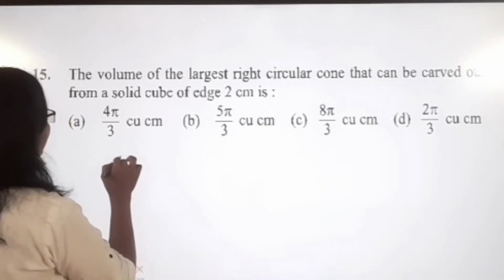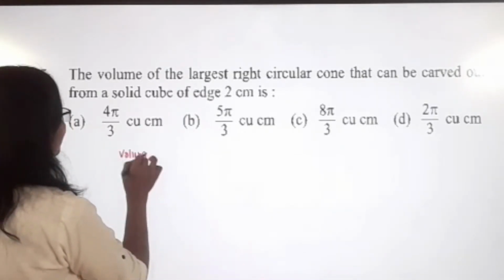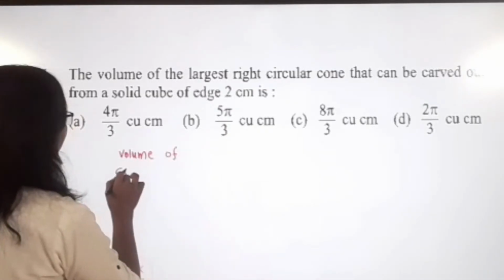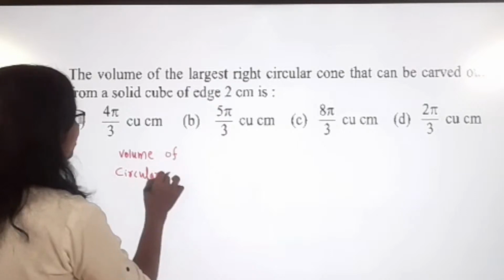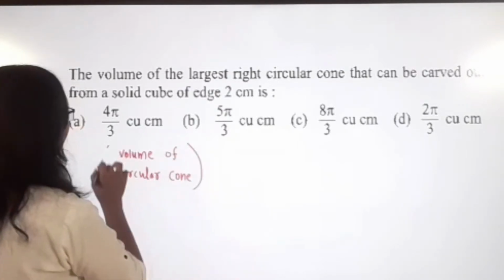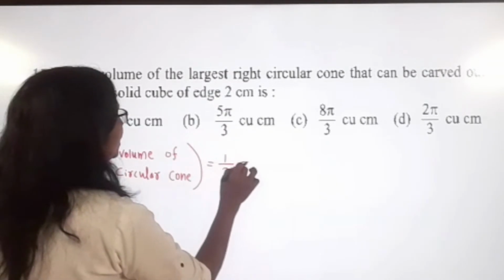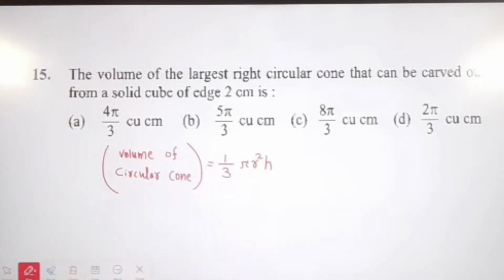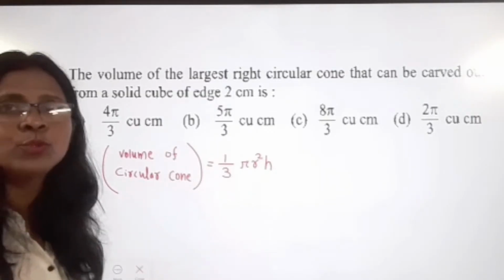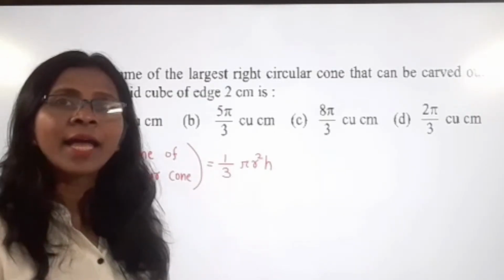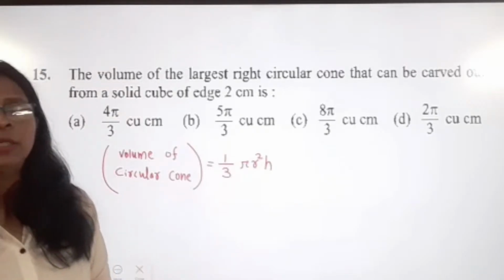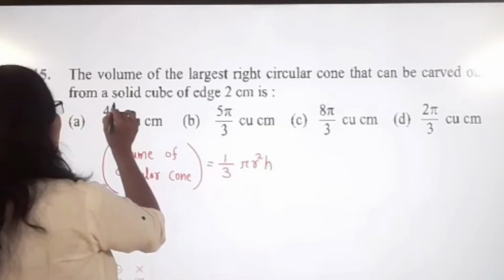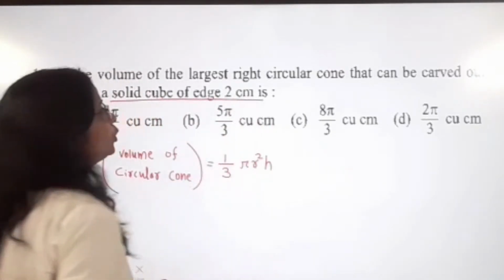Volume of circular cone is equal to 1 upon 3 pi r square h. Yes. So now here, there is a solid cube, students. If there is a solid cube and we have to carve it, okay, and then students, there is a solid cube of edge 2 centimeter.